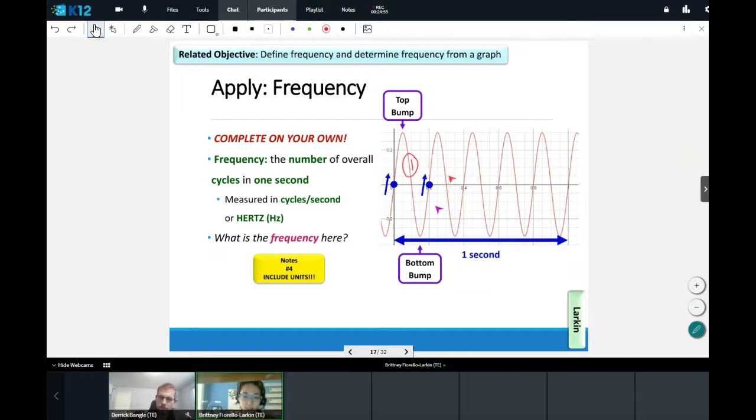That's just the top bump. Keep on going. We need the top and the bottom bump. Keep on going. Where does the next cycle end? There we go. Pink is on top of it. I see red. There we go. There's the end of our next cycle, right? So this right here would be our second cycle.